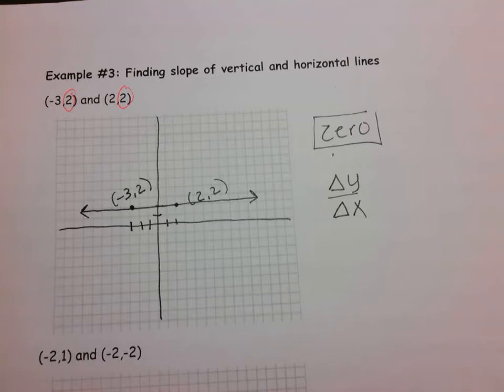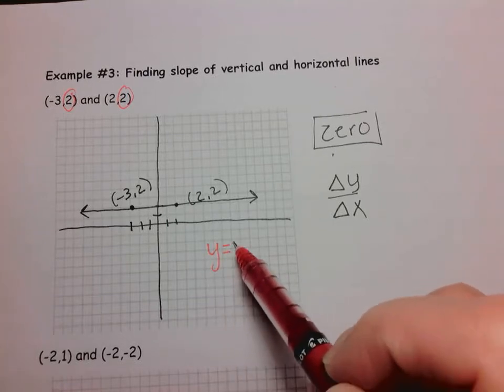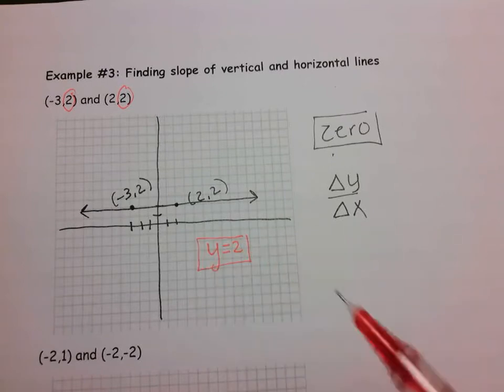Let's think about what the equation of this line is. The equation of this line is y equals 2. Well, what does that mean? It means for all values of x, y equals 2. There's no change in my y value. Let me prove it to you mathematically.